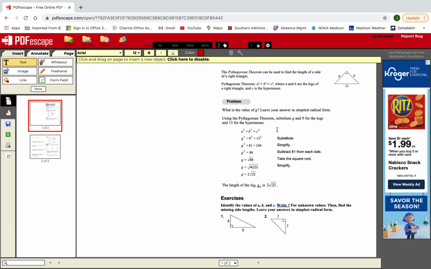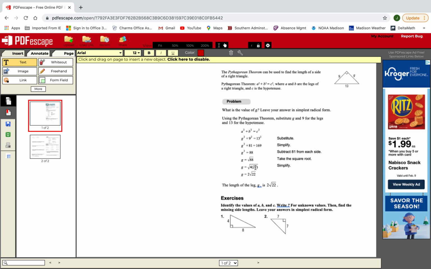Using the Pythagorean Theorem, substitute g and 9 for the legs and 13 for the hypotenuse. So g squared plus 9 squared equals 13 squared. G squared plus 81 equals 169. Subtract 81 from 169, and you get that g squared equals 88. To undo a square, you take the square root of both sides. So g equals the square root of 88, and we can break that down.